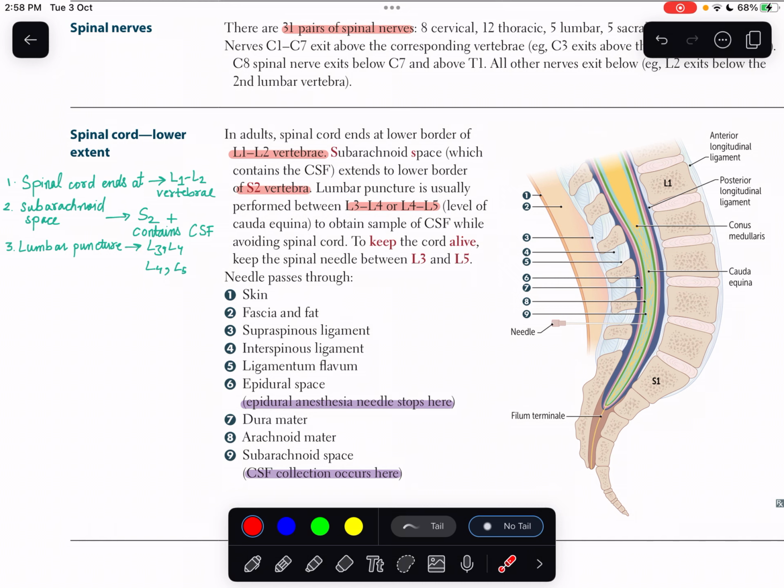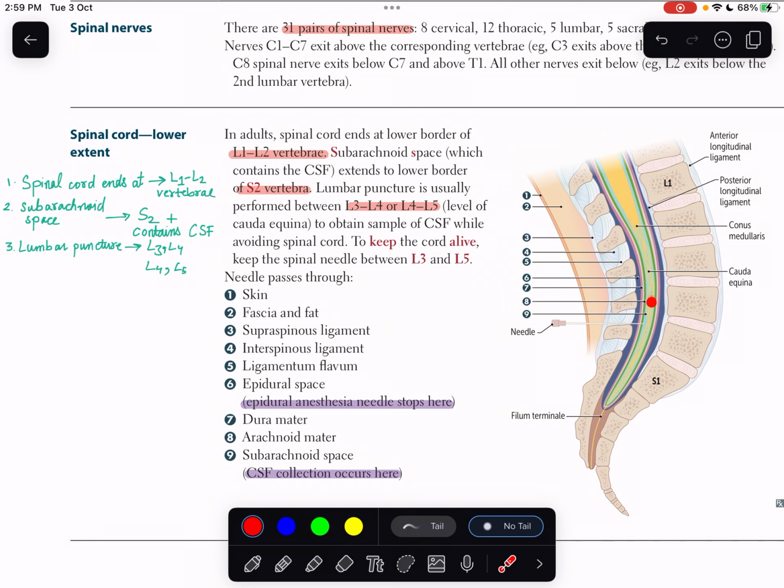And this one is the conus medullaris. Conus medullaris is basically the terminal end of the spinal cord, which is at the level of L1, so it ends over here. Your spinal cord basically ends between L1 or L2, so this is going to be the conus medullaris.